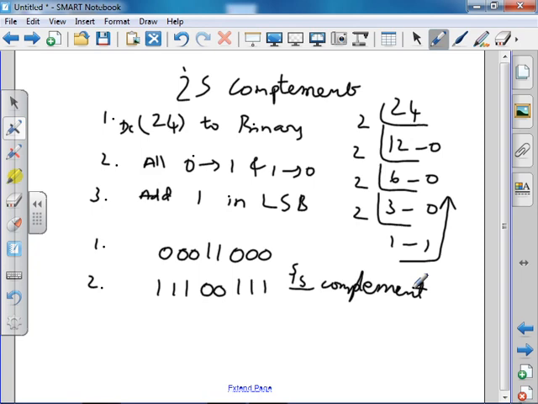If you want to convert the one's complement number into 2's complement, add 1 in the least significant bit. You will get the 2's complement number. If you add 1 plus 1, you get 2, but you should not write 2 here. Write 0, and the carry is 1.